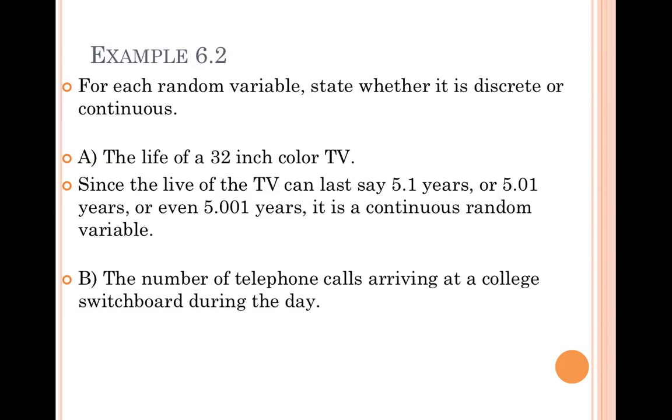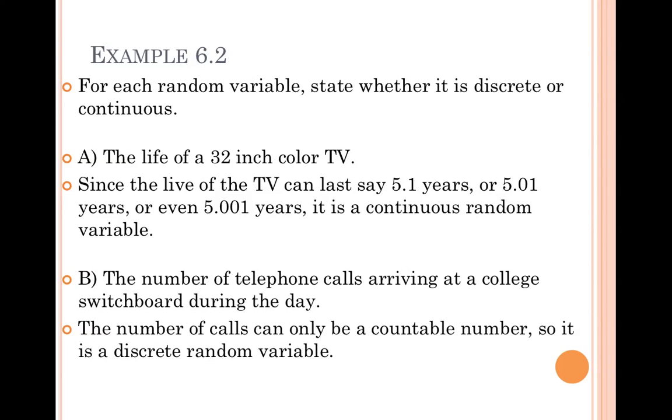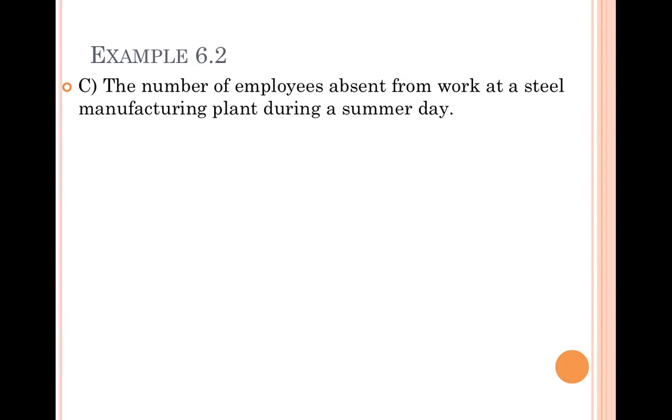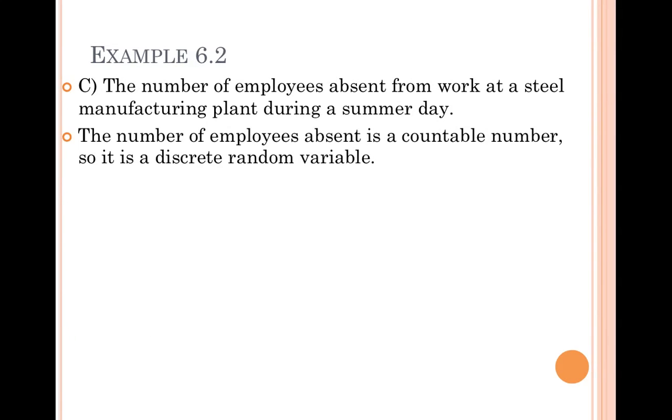The number of telephone calls arriving at a college switchboard during the day. The number of calls can only be a countable number, so it's a discrete random variable. Okay, so we can receive 500 calls or 501 calls, but we can't receive 500.5 calls. So it's a countable number, a discrete random variable. The number of employees absent from work at a steel manufacturing plant during a summer day. The number of employees absent is a countable number, so it's a discrete random variable.